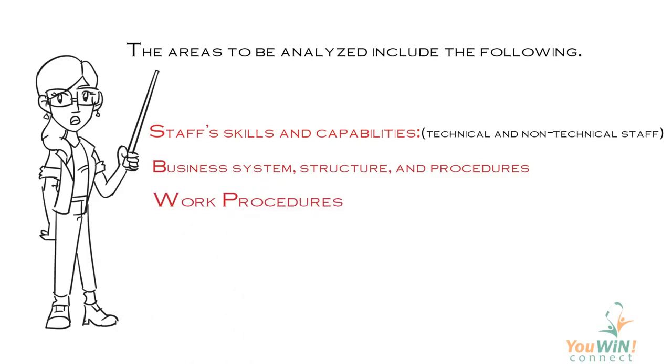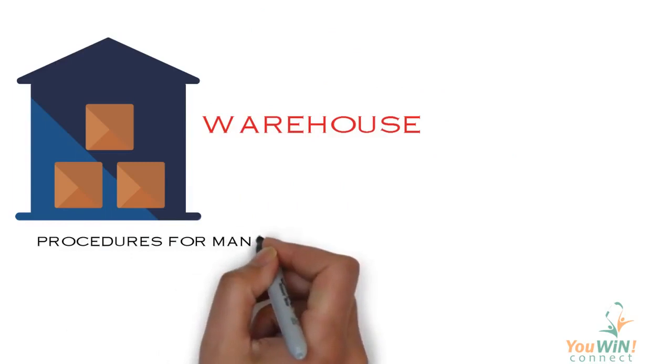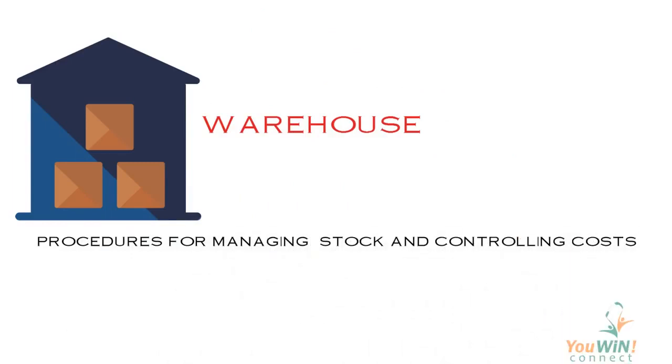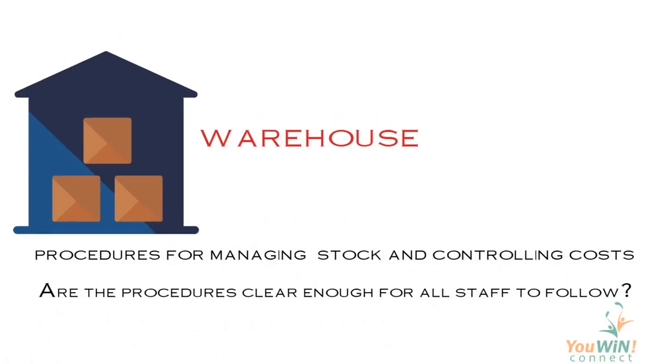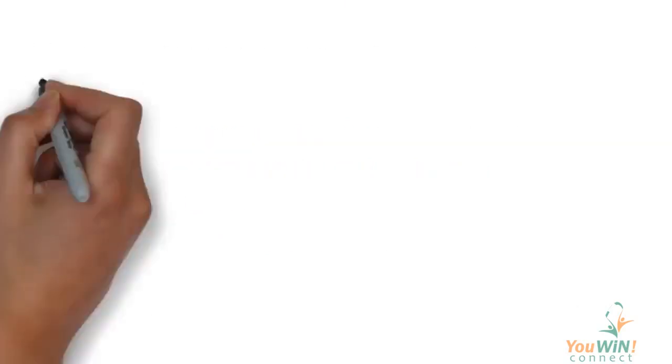Work procedures. Are they adequate to cover all the steps in the business process workflow? For example, a warehouse needs a clear set of procedures for managing stock and controlling cost. Are the procedures clear enough for all the staff to follow? Availability of resources. What is the available amount for the change? Where can we get the money to finance the change project? The outcome of this analysis will tell us the capacity for change and the amount of change that we need.